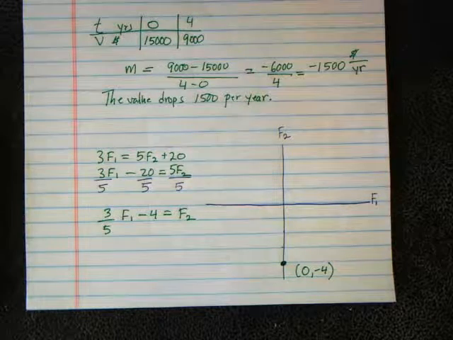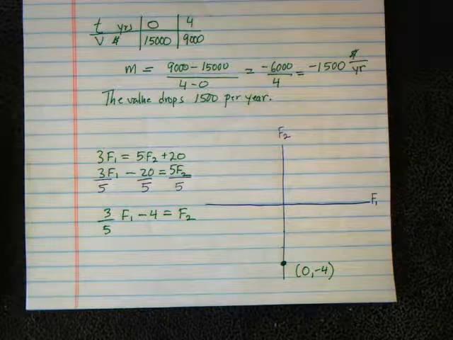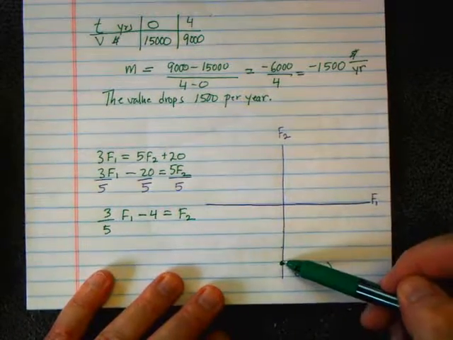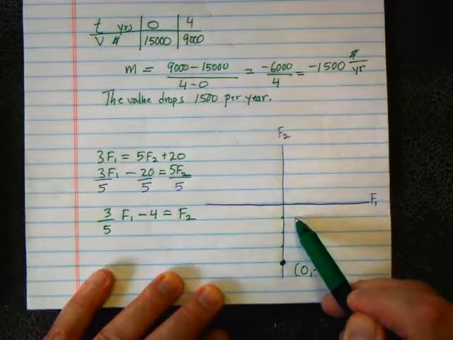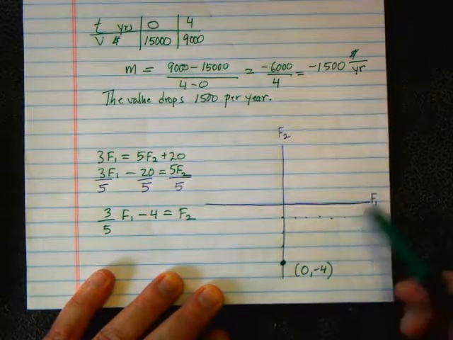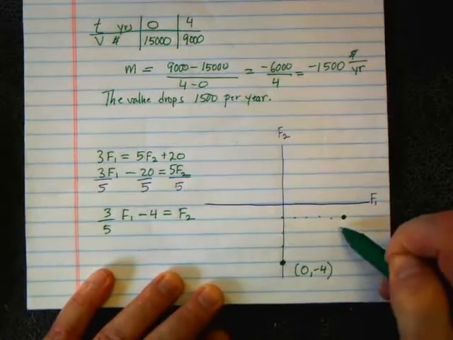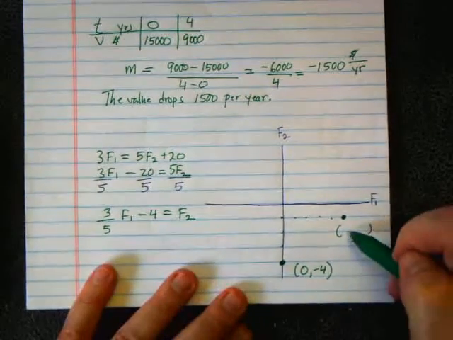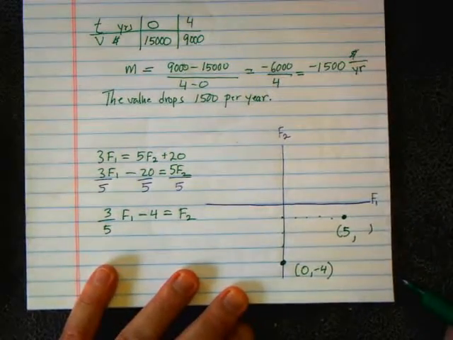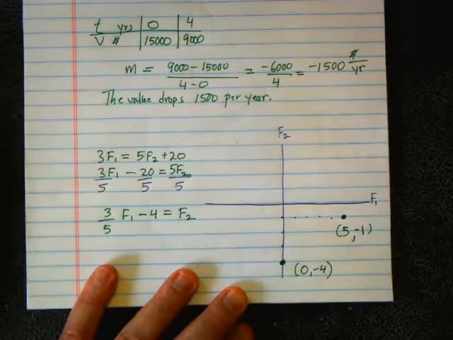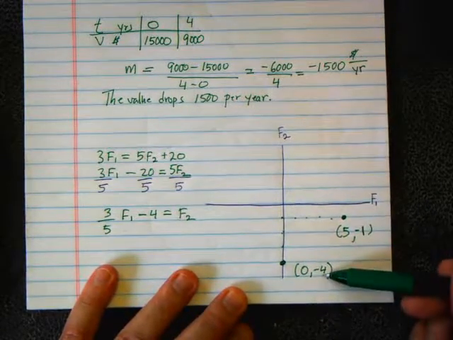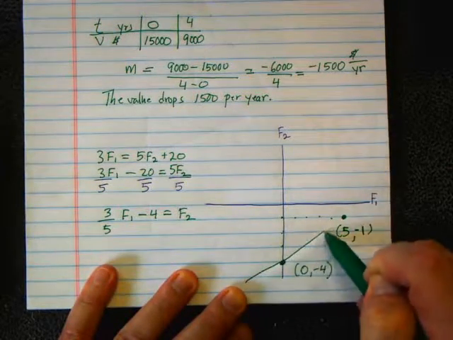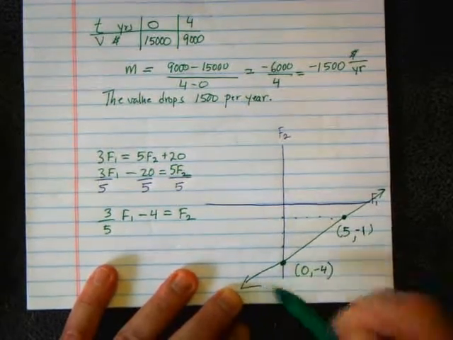And then what do I do? I go up 3 and over 5. So I go up 3, 1, 2, 3, and over 5. 1, 2, 3, 4, 5. What point is that right there? It's 5 because I went to the right 5, and you told me it's -1. Why is it -1? Because I started at -4 and I went up 3. That makes it -1. All right, and I connect the dots. Not very straight, but not too bad.